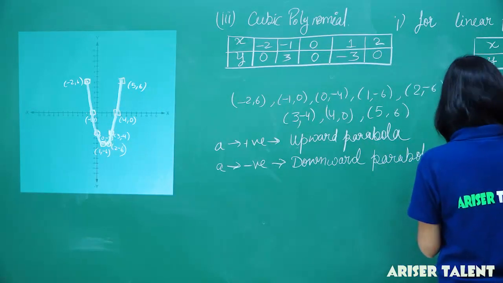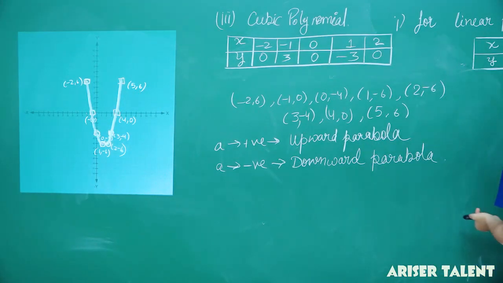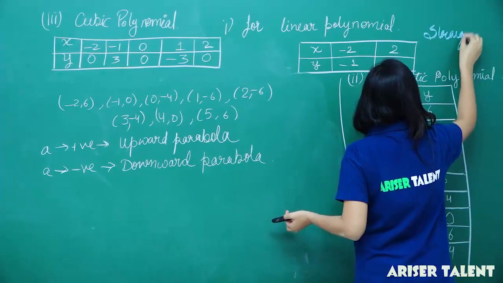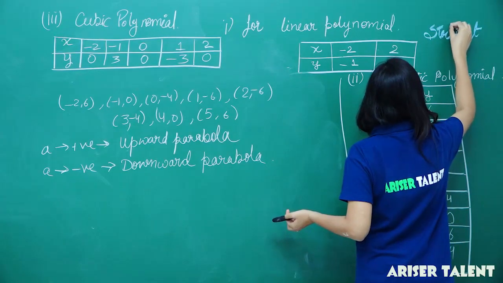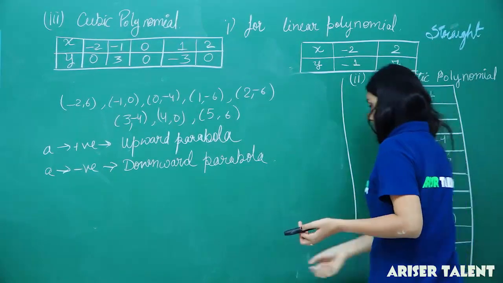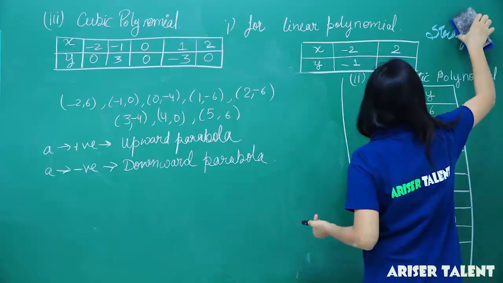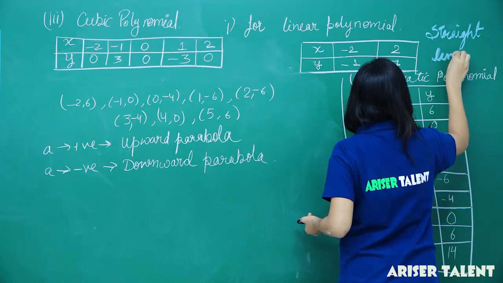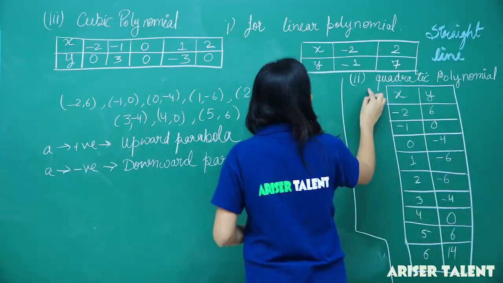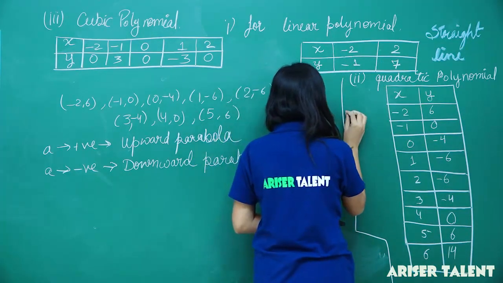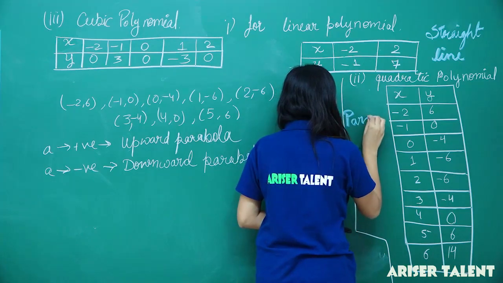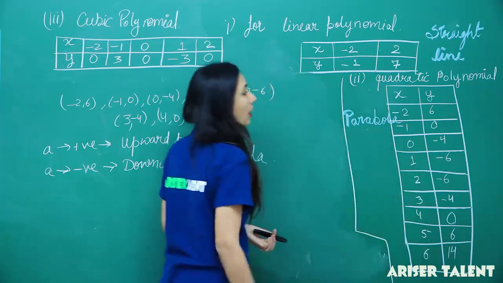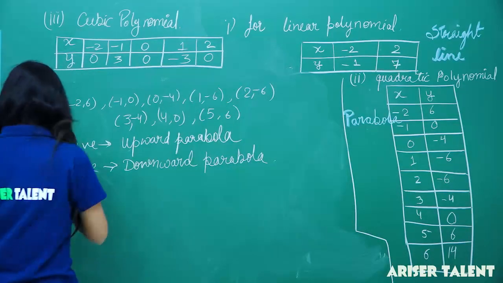So mind this, in linear polynomial we were having a straight line, and in quadratic polynomial we were having a parabola. Okay, now I'm rubbing this.